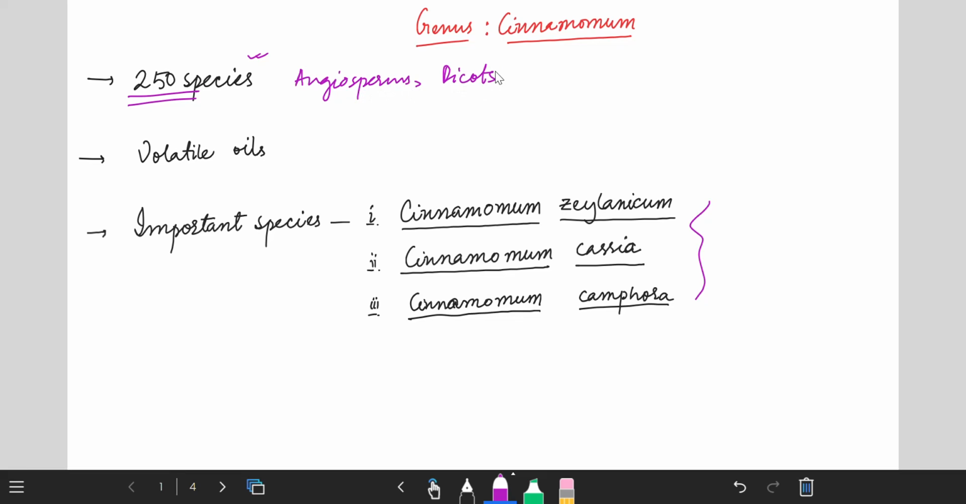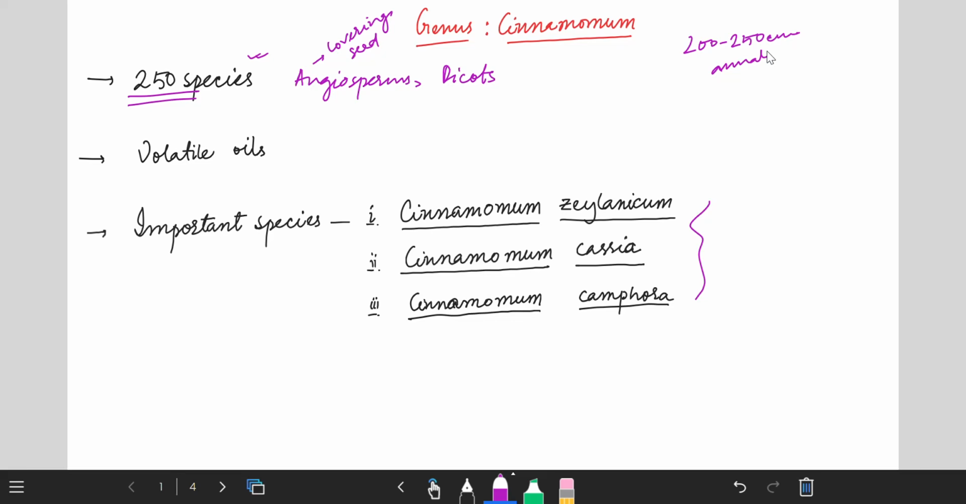Angiosperms and gymnosperms differ in their seed arrangement. Angiosperms have covered seeds, but gymnosperms have naked seeds. Now, these trees are found in tropical countries, where the annual rainfall is nearly 200 to 250 centimeters. That is tropical rainforest. This genus is found in these kinds of tropical countries.